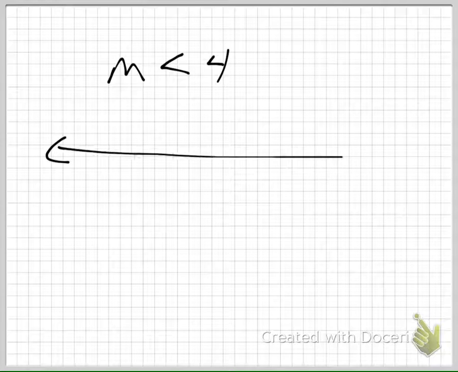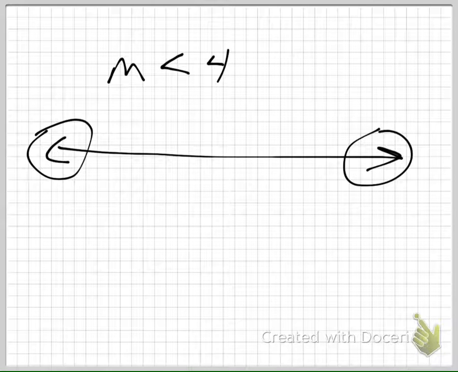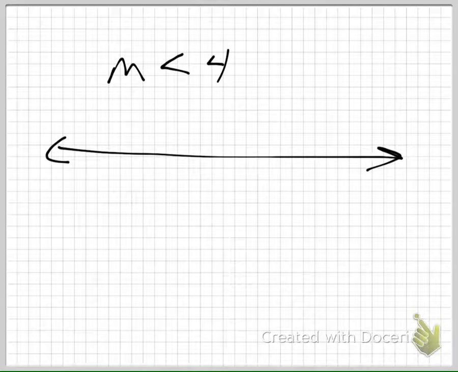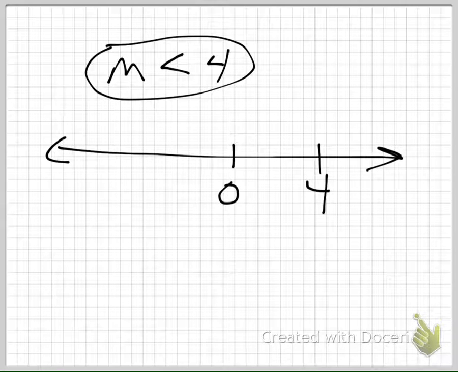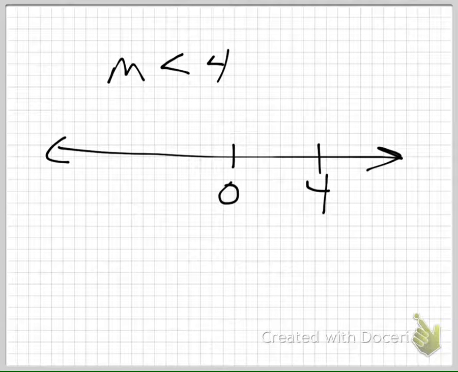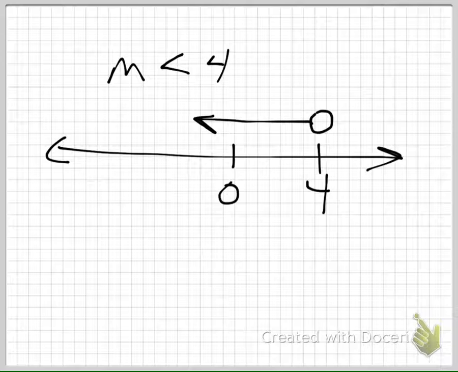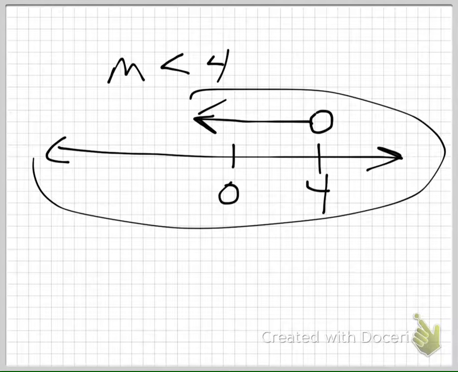What if I gave you m is less than 4? You've got to draw your number line. It's a line, so the ends have arrows, because it shows they're going on forever. What do you have to show me on the number line? 0, and then the other number that's important, 4. Read that to me again: less than 4. Which way is less than? To the left. You've got to draw an arrow there. That is how you graph that.